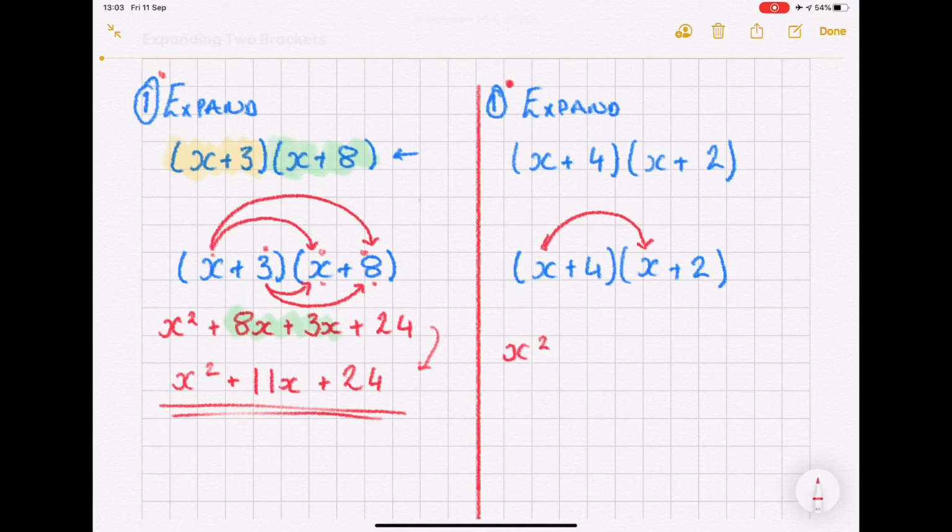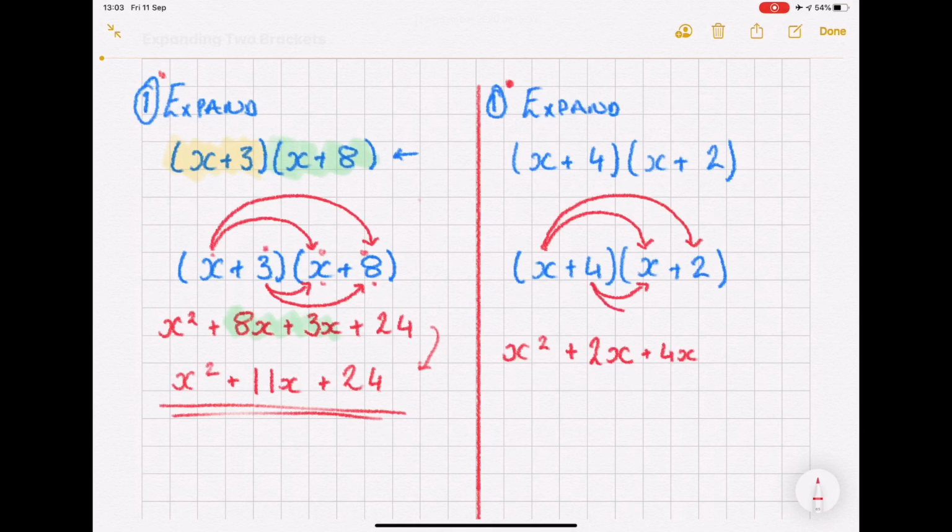Then we take our first term again. We multiply it by that second term. So x times positive 2 is plus 2x. Now let's take our second term and multiply it by this one here. So we have plus 4x.